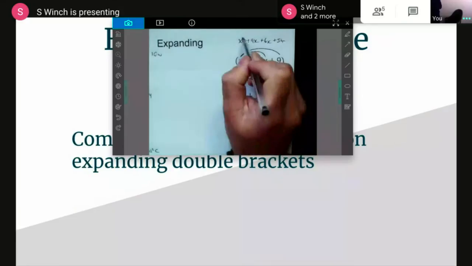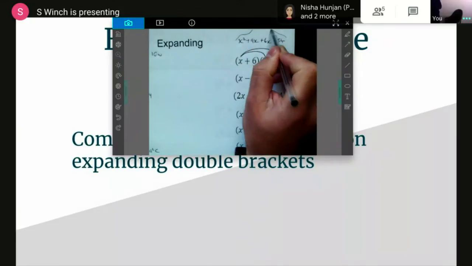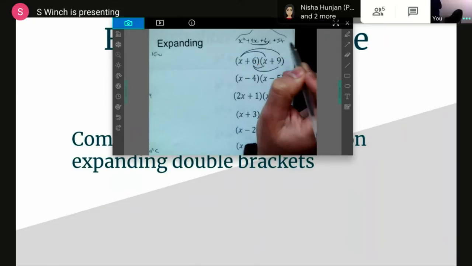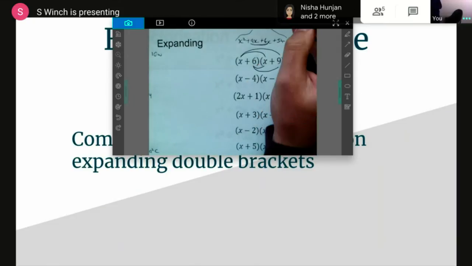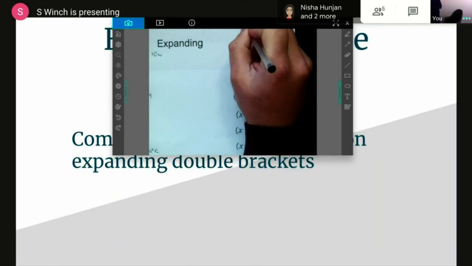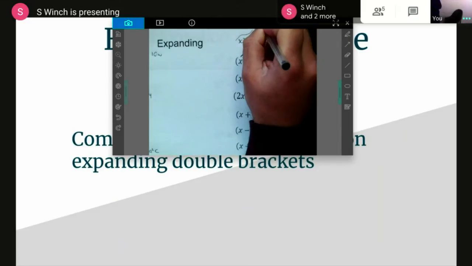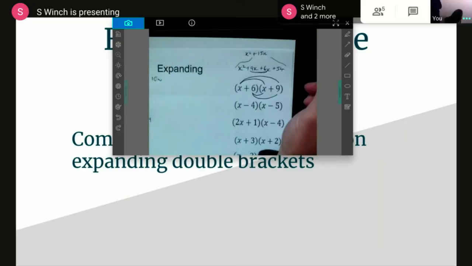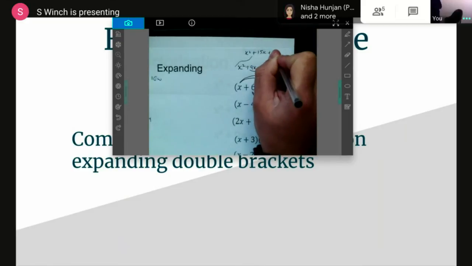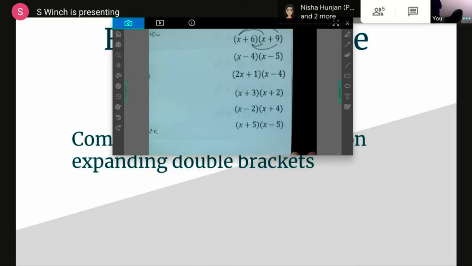If you can get into good habits of simplifying your answer, like terms here are 9x and 6x, together gives us 15x. So we've got x squared, add 15x, add 54. Brilliant. Okay, the second question, so look at this one.